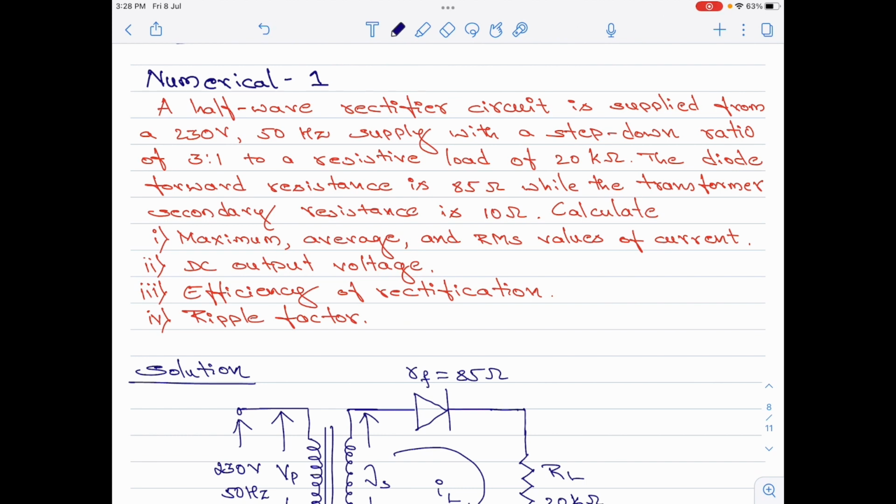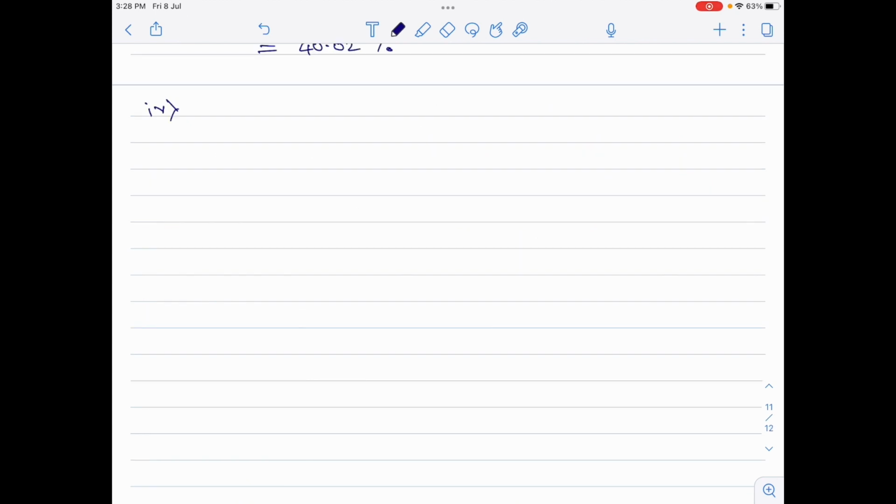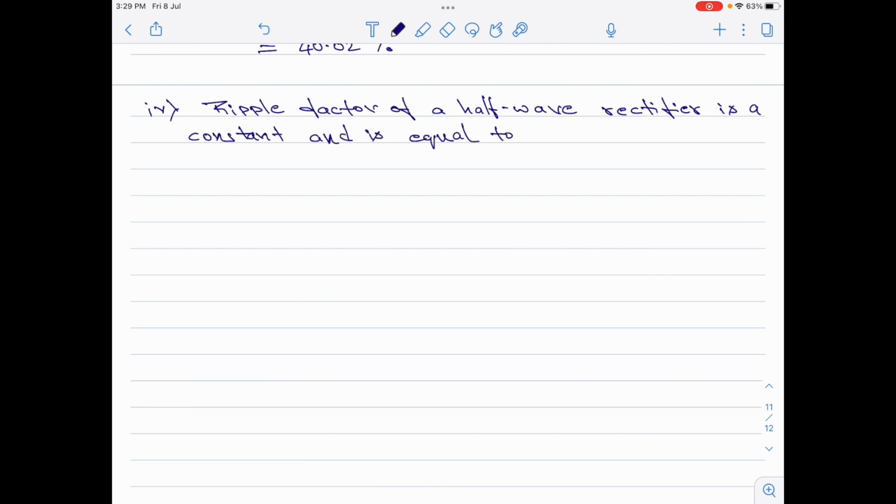Lastly, part 4 of the numerical is ripple factor. This one is quite straightforward because the ripple factor for a half-wave rectifier is a constant and is equal to 1.21. It does not change even if we vary other parameters of the circuit. So we can simply conclude that the ripple factor of a half-wave rectifier is 1.21. We generally denote ripple factor by gamma, and as I said, this is equal to 1.21. That is the answer for part 4 of the question.